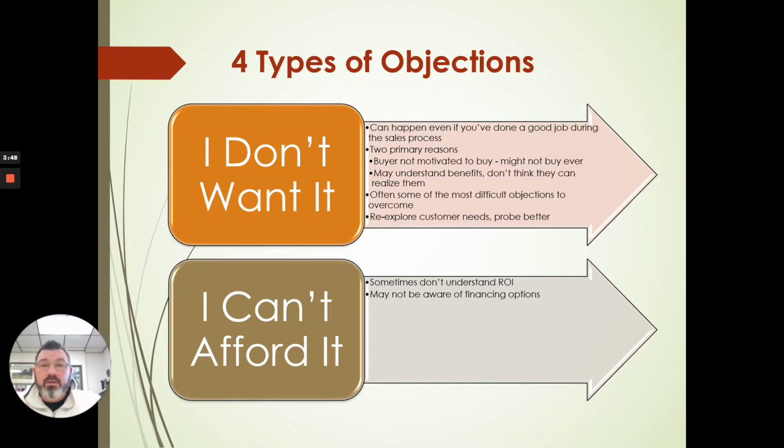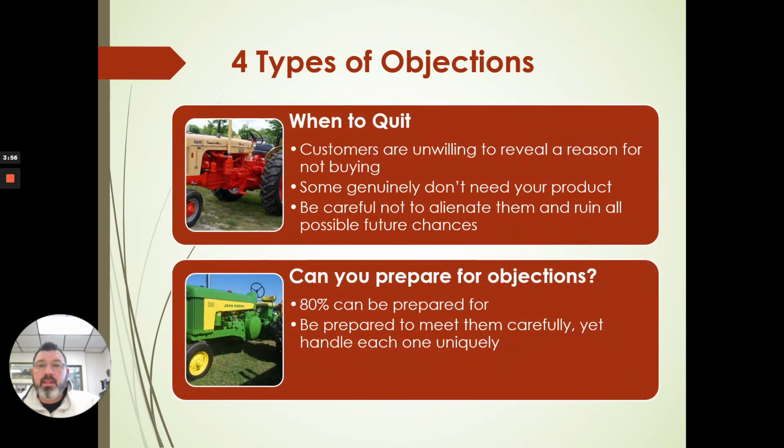So those 4 things really account for the vast majority of the objections you're likely to get. Now, you say, well, when should I just quit? Customers sometimes are just going to be unwilling to tell you why they're not going to buy. And some of them just genuinely don't need your product. You're not going to make a sale all the time.